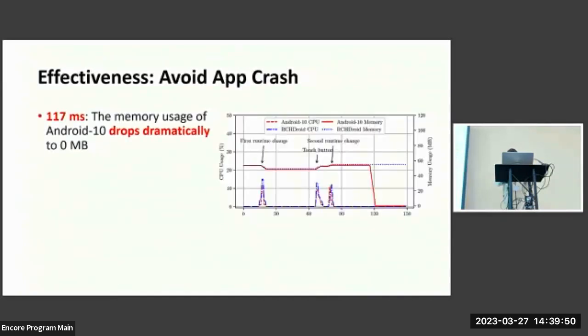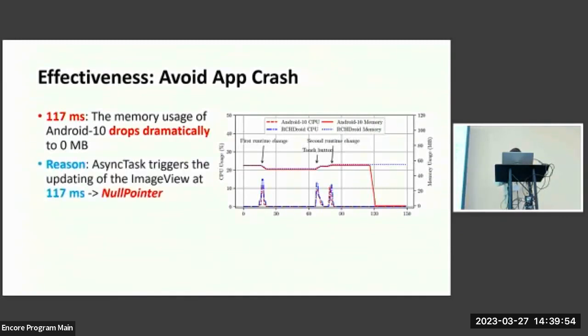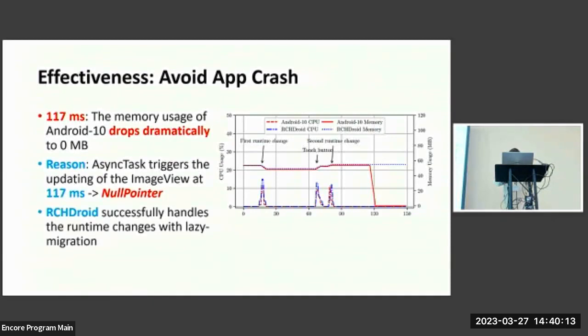And also, we can avoid the app crash. For example, at 170 milliseconds on Android 10, the memory drops dramatically to 0. This is because the touch button calls an asynchronous task, which will try to update an image view that has already been released. And ASPLOS' joy successfully handles this issue.